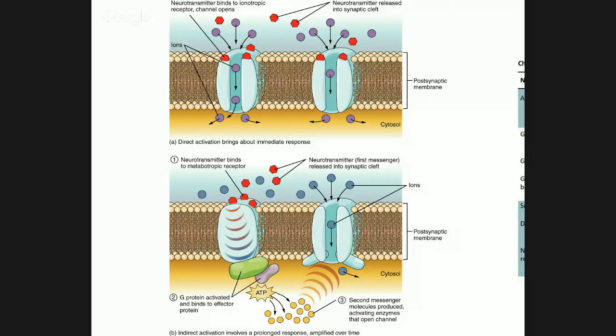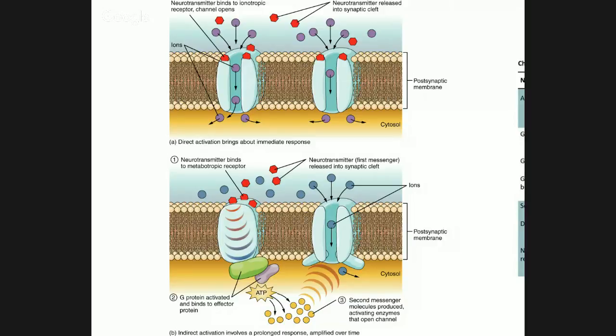So here, ultimately, we have receptors that open ion channels. Ionotropic receptors are directly opening an ion channel. They are ion channels. Metabotropic receptors indirectly open ion channels. So the receptor binds to something, and it causes changes inside the cell that will open the ion channel.